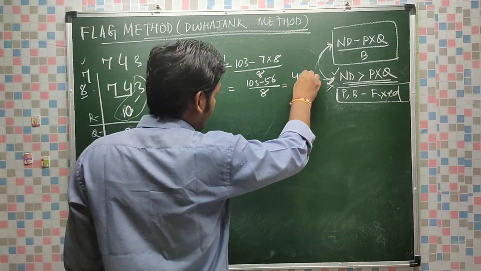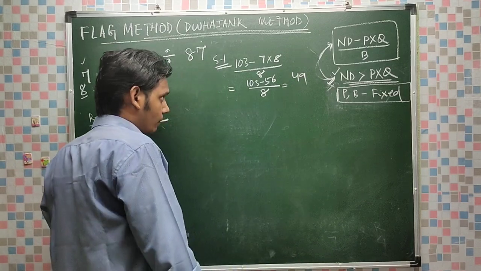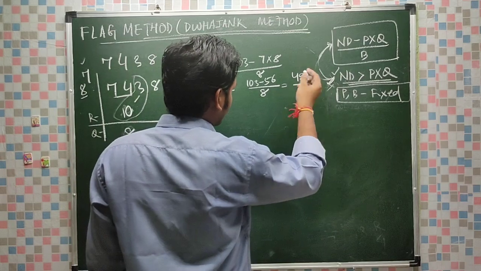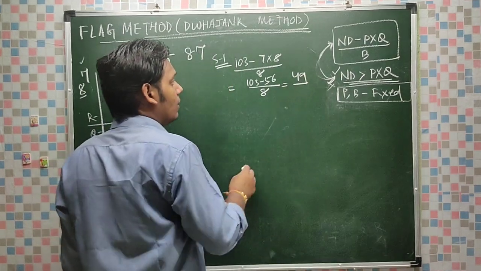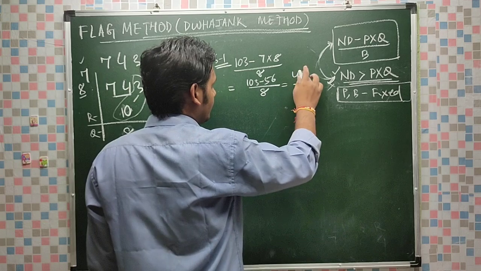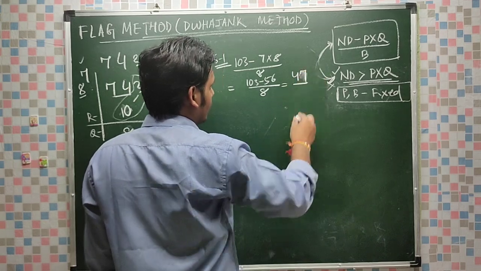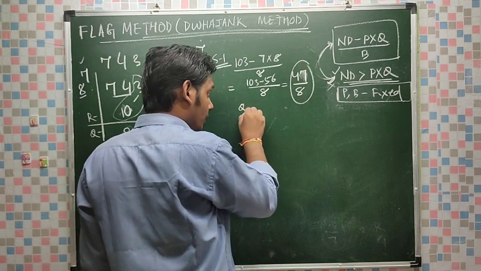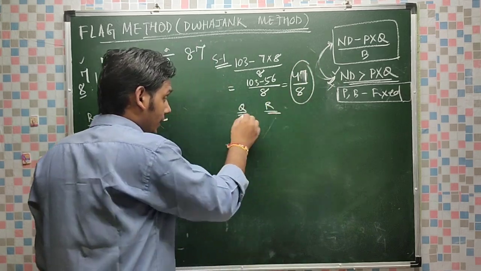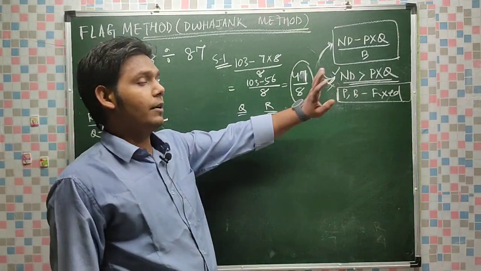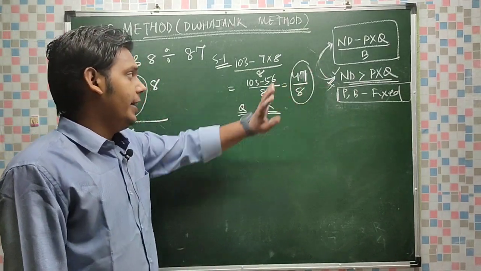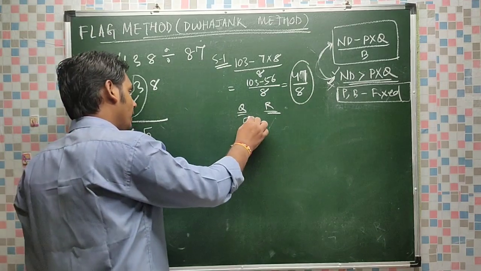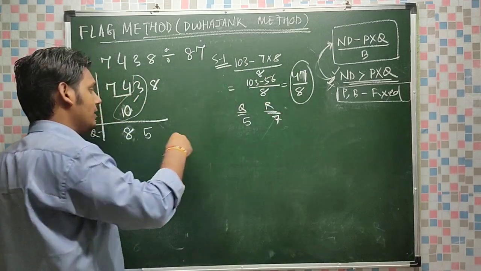So this is how much? 47. 47 by 8. Now you will get one quotient and remainder here. Again you have to choose in such a way that this condition must be satisfied. 8 fives are 40, I can take that. Quotient is 5, remainder is 7. 8 fives are 40 means remainder 7.